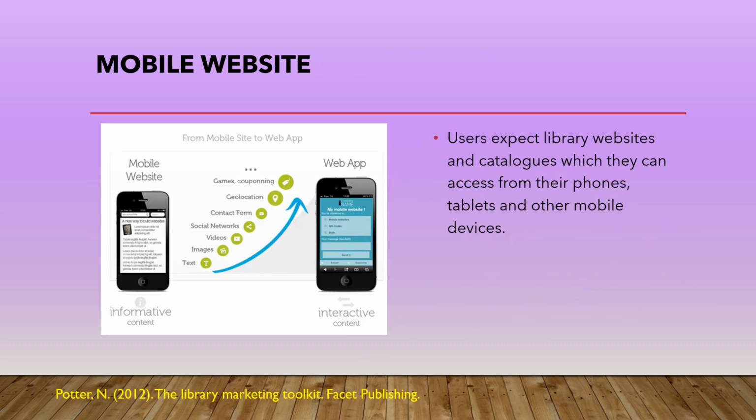The third subtopic in this introduction to online marketing is the mobile website. So we'll be talking about a mobile website. Users expect library websites and catalogs that they can access from their phones, tablets, and other mobile devices. So this is very common to us. We all know this, that we want the library to be accessible by our phones.